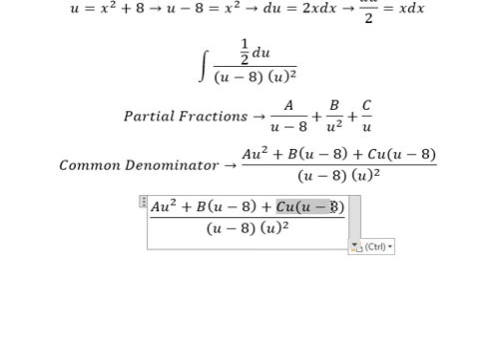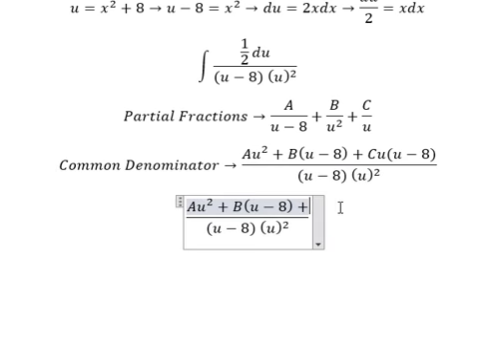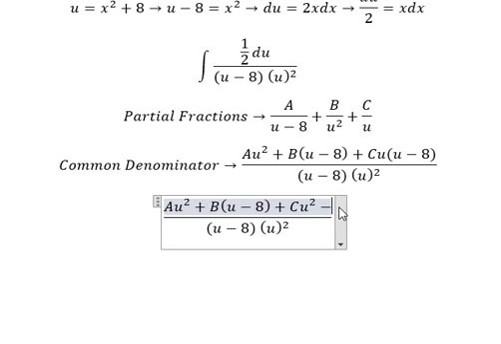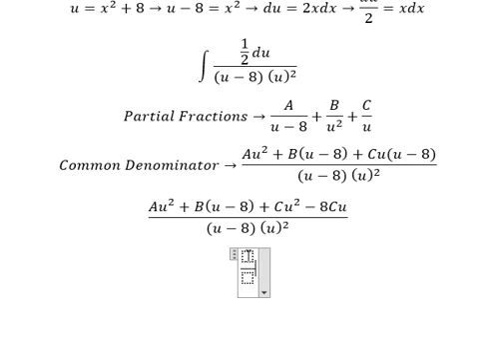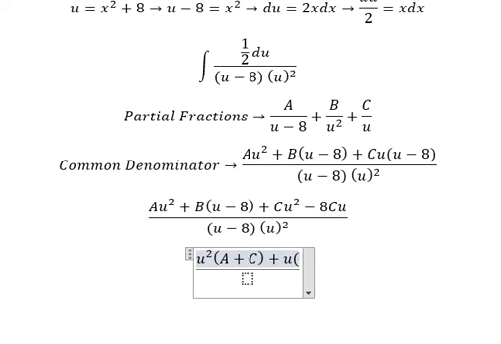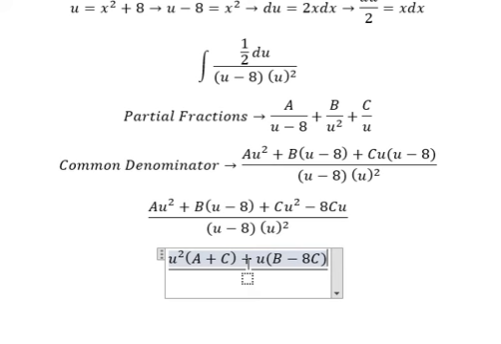Next, we need to expand. So we need to arrange based on the term of u. About u squared, we have a plus c. About u, we have b minus ac. About nothing, we have negative ap.